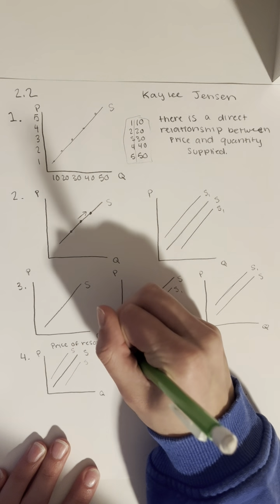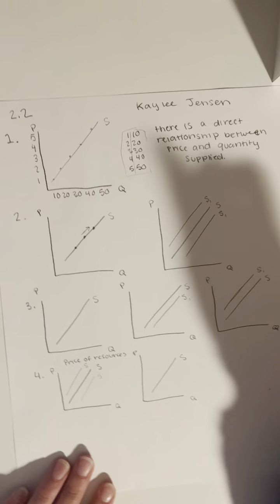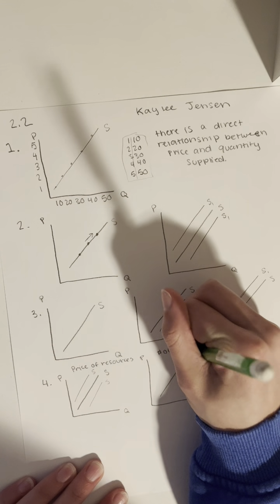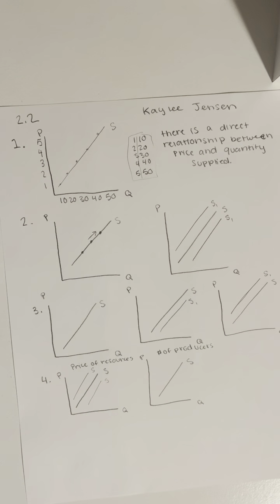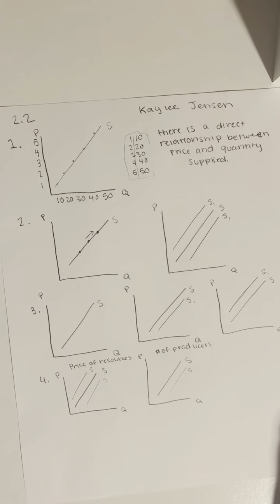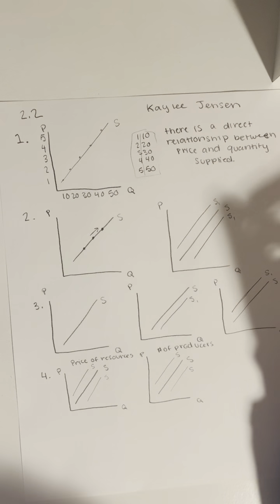For our next one, we have our number of producers. So if more workers were hired, then we can make and produce more, so our supply would go up. But if there's less workers, then our supply would go down because we can't make as much.